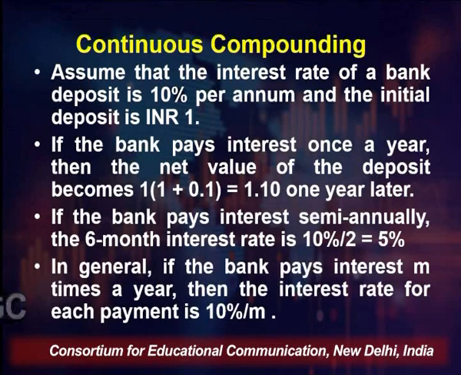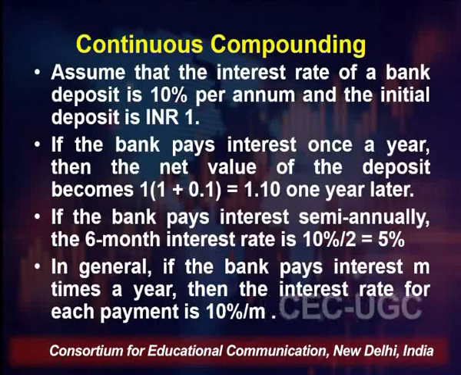And in general, what happens if the bank pays interest on interest m times in a year? Suppose the bank is paying interest 365 times in a year, every day the banker is paying interest, then of course the interest rate for each payment is 10% divided by m. M is nothing but the number of times a banker is going to do the compounding, or you can say the banker is going to calculate the interest on your deposit.